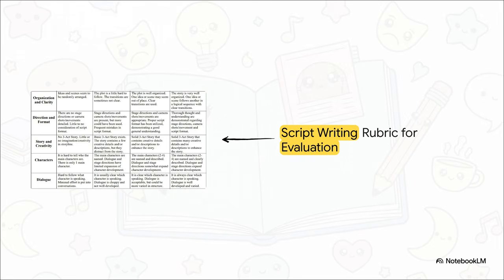When you submit your final draft, this is exactly what I'll be looking at. This rubric evaluates your script across 5 major categories: organization and clarity, direction and format, story and creativity, characters, and dialogue. To hit that top tier, every single element, from your stage directions all the way to your character development, needs to be thoughtfully revised and perfectly clear.